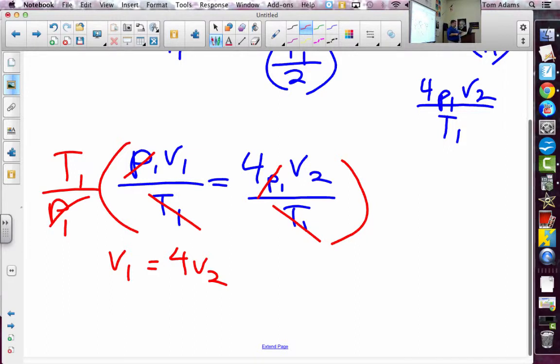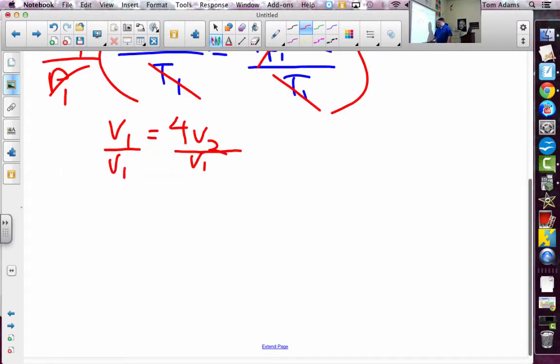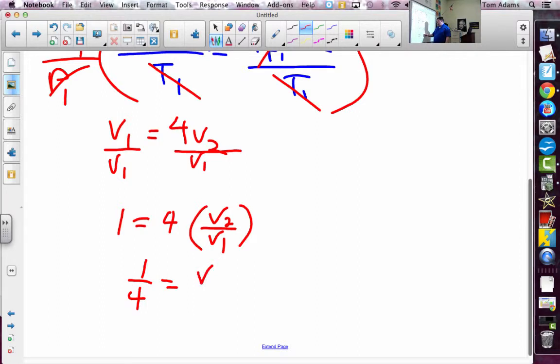Now here's what I want to compare. It says, what is the ratio of the final volume to the initial volume? So I really want V2 over V1. So what I'm going to do is divide both sides by V1 because I want to compare V2 over V1. And I get 1 is equal to 4 times V2 over V1. Then divide both sides by 4 and I get 1/4 is equal to V2 over V1. Okay.